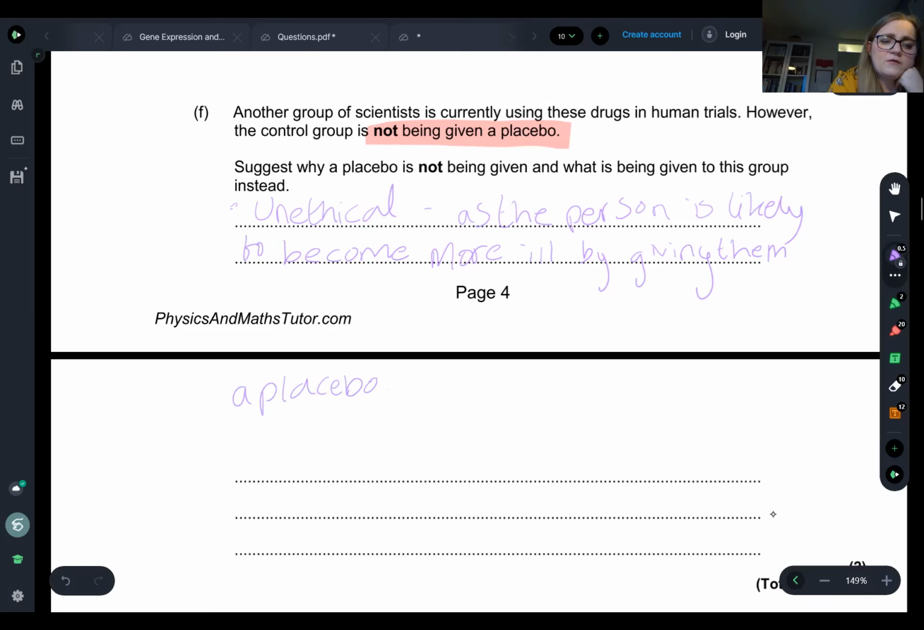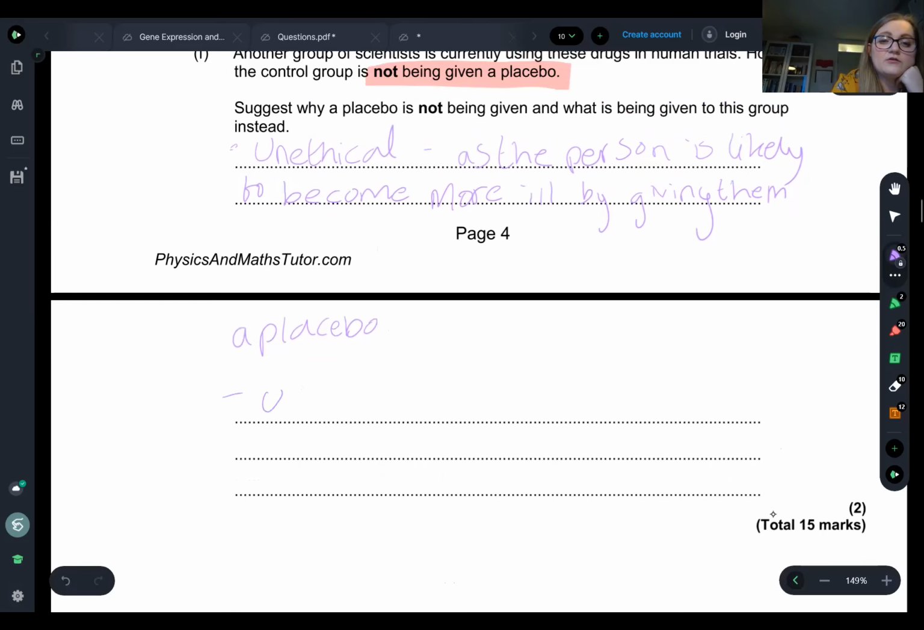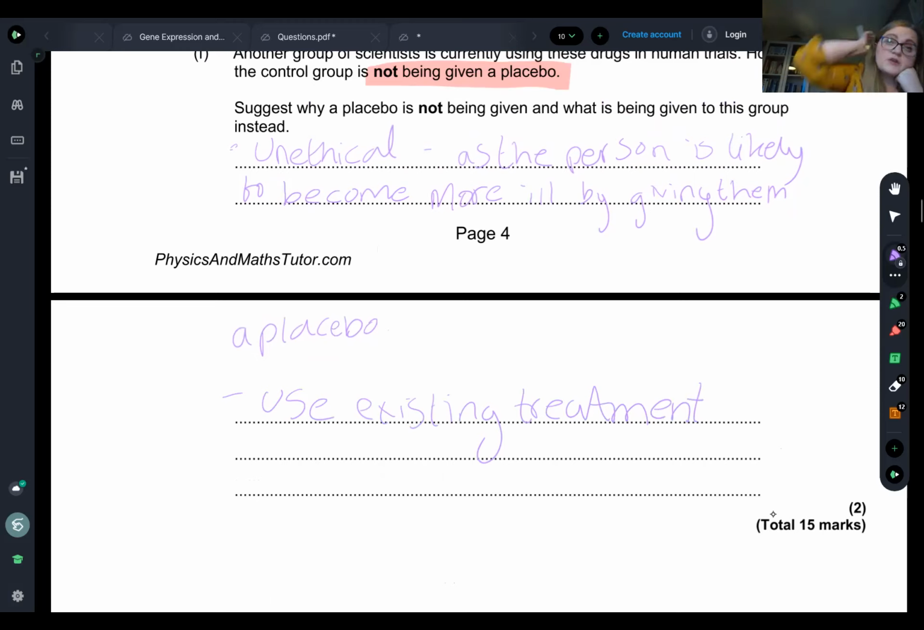What could we use instead? Well, we could use cancer drugs that already exist. So use existing treatment. So we could use other treatments, other drugs to treat that person.